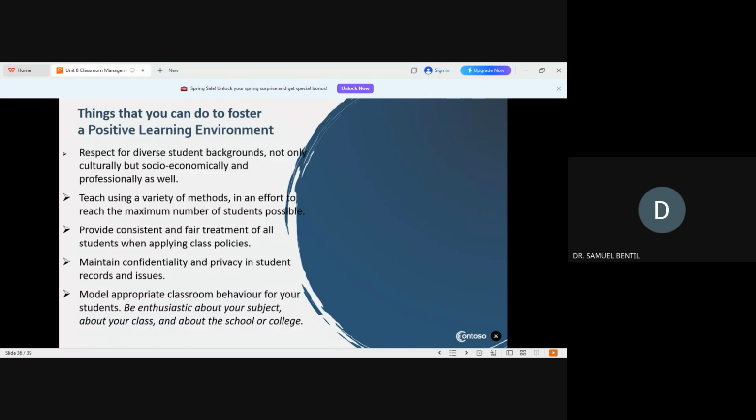Then maintain confidentiality and privacy in student records and issues. Please, this is very important. Some of you have turned into gossips. Students confide in you with their personal and sensitive issues, then you also become people spreading it. When someone spreads any issue about you, the way you are not going to be happy is the same way you should understand that the student will also not be happy.